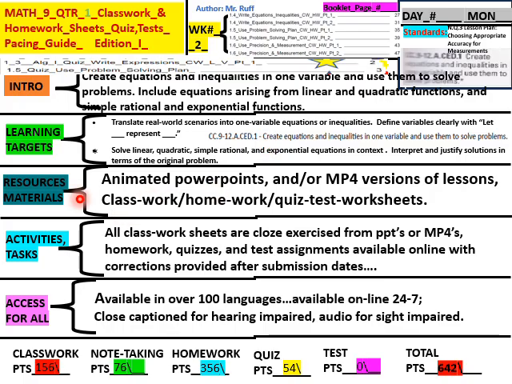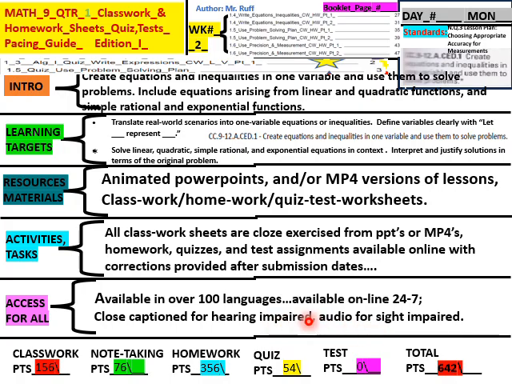Animated resource materials or animated PowerPoints, MP4 versions of lessons, classwork, homework, quizzes, tests, worksheets, activities and tasks. All class worksheets are closed exercise from PowerPoints or MP4s. Homework, quizzes, and test assignments available online, with corrections provided after submission dates. Access for all. Available in over 100 languages. Available online 24/7. Closed caption for hearing impaired.